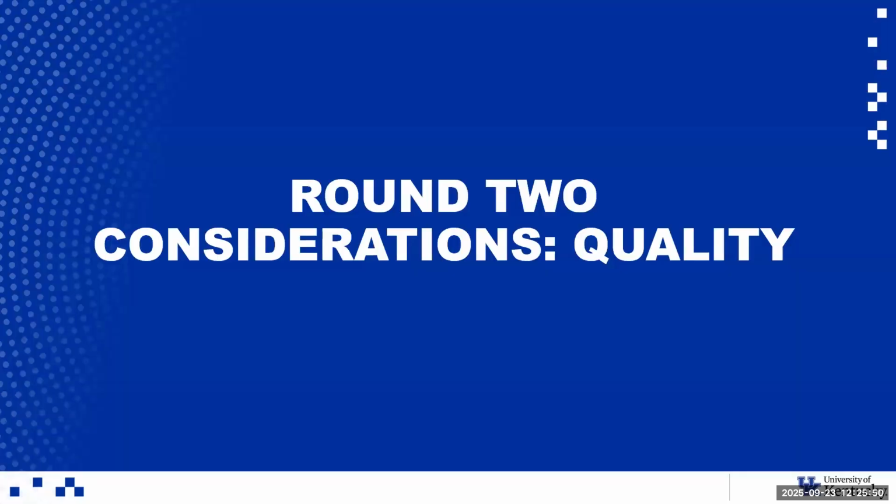All right, so now our second round of considerations all focus on the quality of the journals. So including evaluating the reputation of a journal or a publisher, determining if the journal is indexed in a major database, evaluating the journal's impact in a discipline, and then the quality or presence of the journal's peer review.